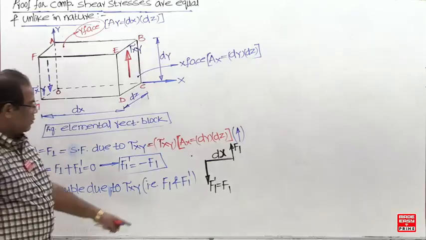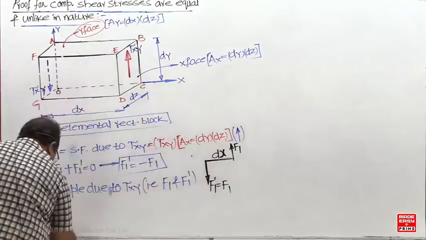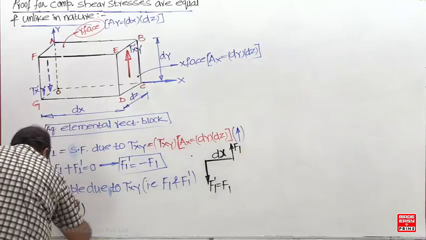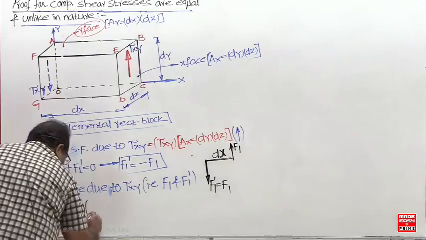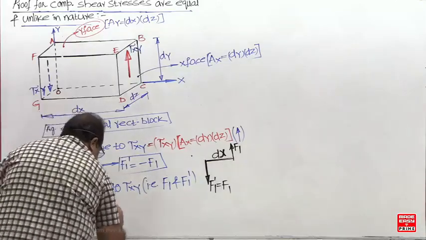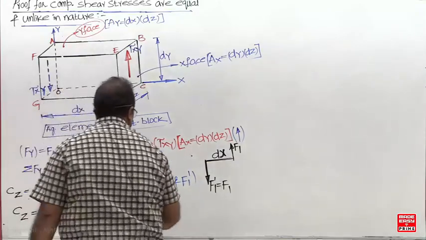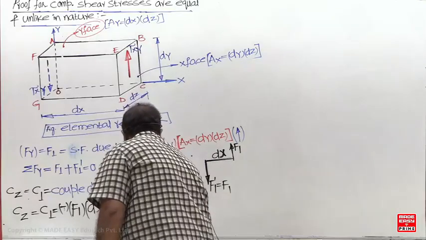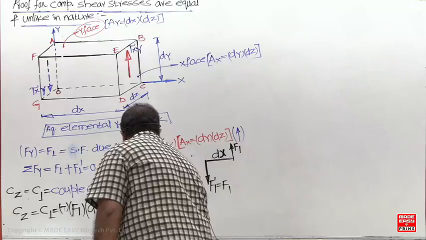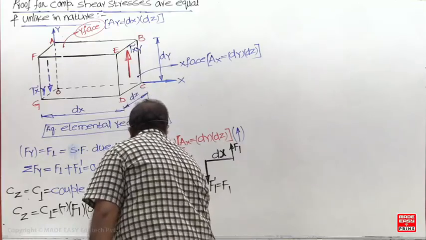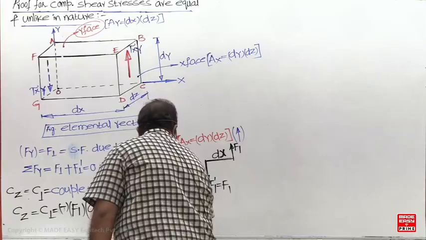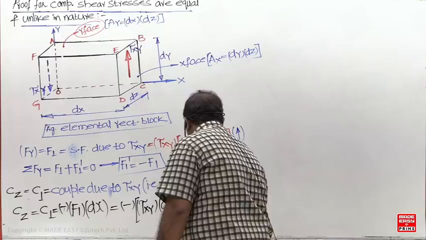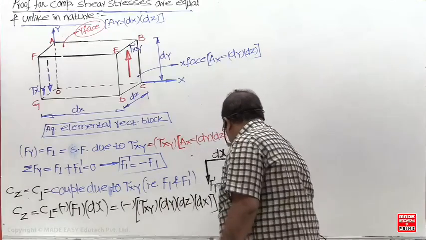How to get a couple? Force multiplied by perpendicular distance. That is F1 into dx. Since this couple is in anti-clockwise direction, I am taking it as negative. What is the F1 value? What is the meaning of negative? This is anti-clockwise direction.